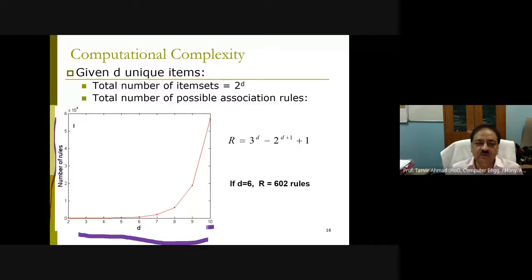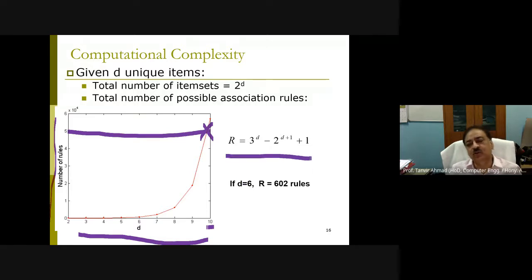Even if D is equal to 5, this becomes, if D is equal to 10, the number of rules you generate will become 5 into 10 to the power of 4. Because if you draw a line from here, it's somewhere like this. And this value you get over here will be something around 5 into 10 to the power of 4. If D becomes say 20, this value will become much larger. And this is the formula which is used to calculate the number of rules.